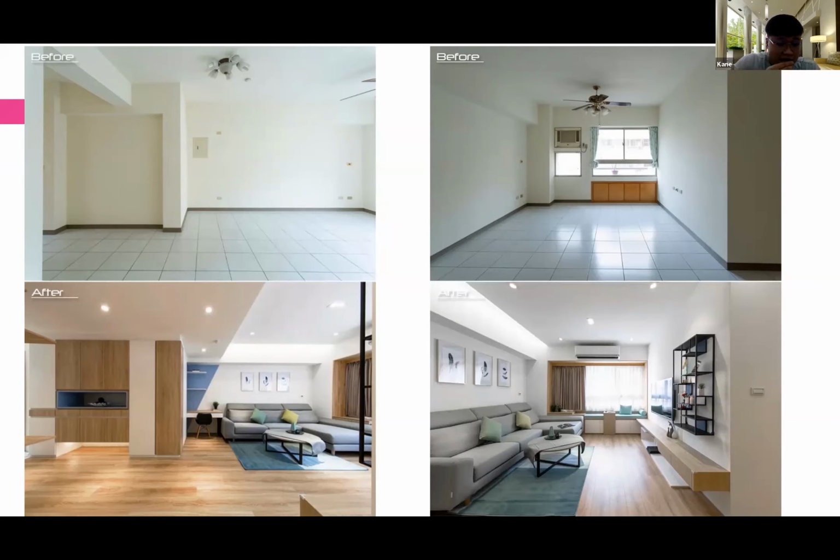After that, you can see we utilize the ugly column, like at the right bottom corner. We put a bench there and install a new split unit and ceiling. Even with the ceiling, we lowered the height a little bit. But you see, it actually looks more spacious, doesn't it?